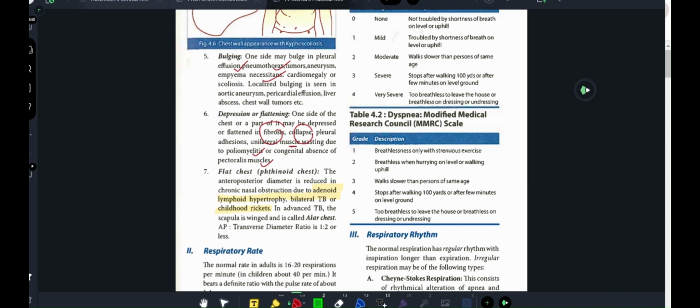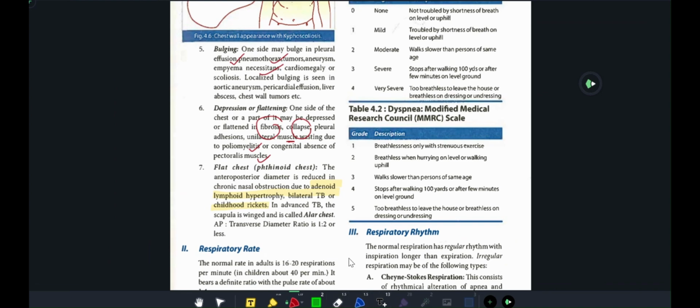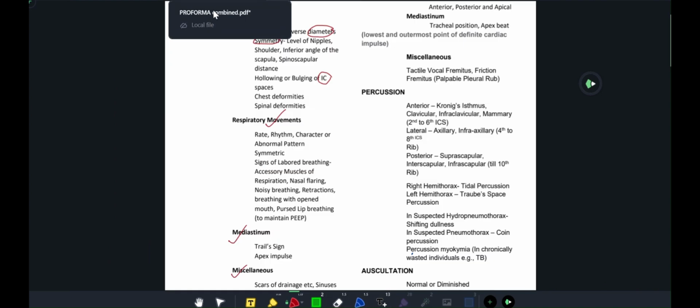So are we done with this? We talked about the entire part of the shape of the chest. We mentioned the diameters. We talked about the symmetry, if everything was normal, the inferior angle of the scapula, the spinoscapular distance. We just have to see if they look abnormal and you say, okay, it looks symmetrical. There is no flattening or bulging of the intercostal spaces. There are no significant noticeable chest wall deformities. There are no significant spinal deformities noticed.